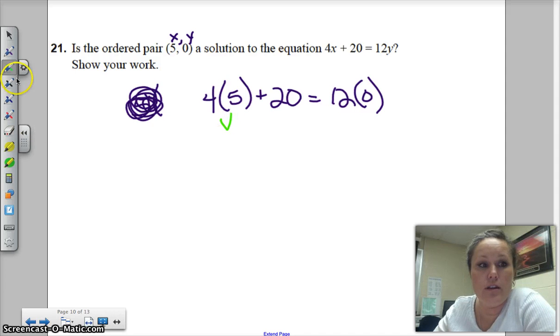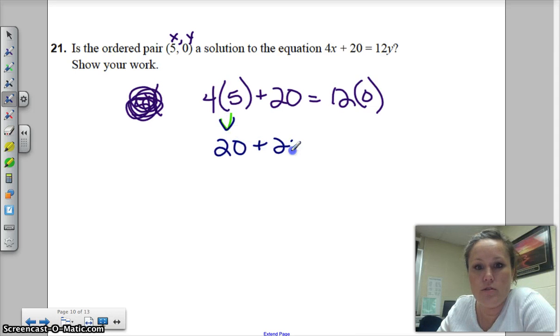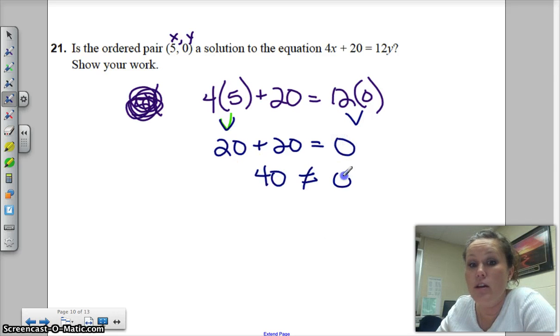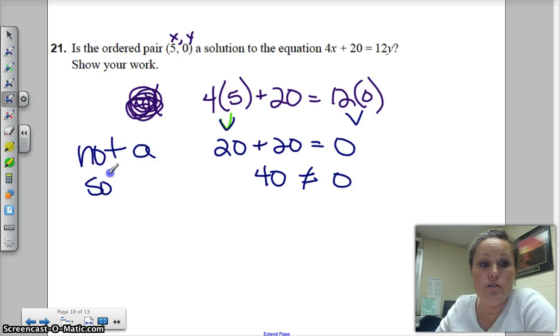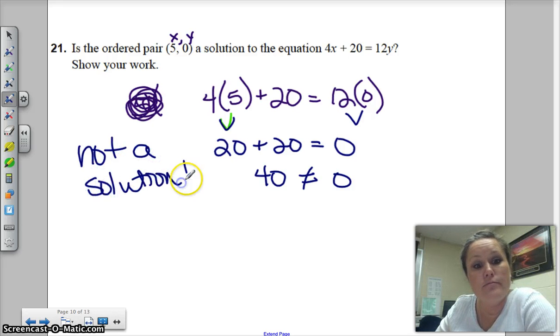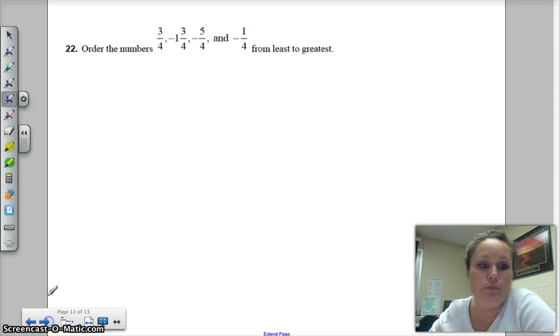4 times 5 is, I can't see that green. You're right, Desiree, I can't see it. 4 times 5 is 20, plus 20 equals 12 times 0 is nothing. Well, 40 is not equivalent to 0, so this is not a solution.